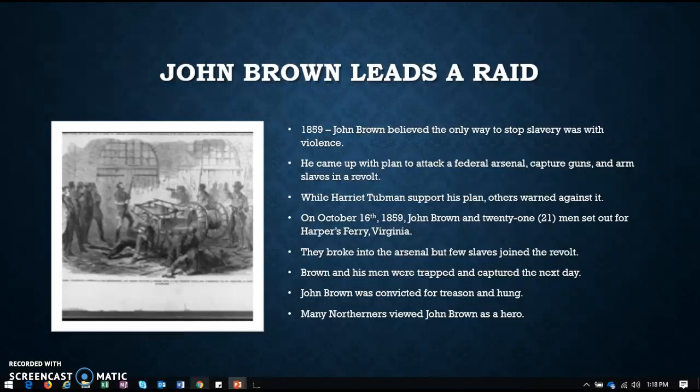So John Brown and others felt that slaves would join the revolt and help spread their movement, but Brown and his men will be trapped and captured the next day, and John Brown will be convicted for treason and hung. Now, many Northerners are going to view John Brown as a hero who was standing up against slavery and standing up to slave owners and things like that. But either way, this is just another event that leads to the problems of going into the Civil War.